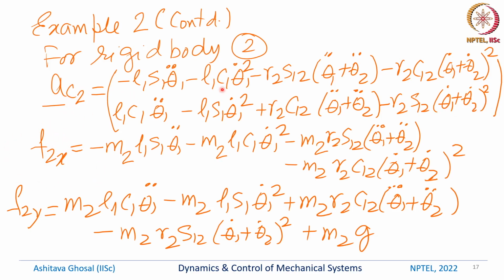So once we have the acceleration of the center of mass of the second link, F2x is nothing but m2 into the x component. So we have m2 L1 S1 theta 1 double dot minus m2 L1 C1 theta 1 dot square and so on. How about F2y? That is m2 into the y component of the acceleration plus m2g, because there is a weight also acting. So we can find expressions for F2x and F2y once we know the acceleration of the center of mass of the second link.